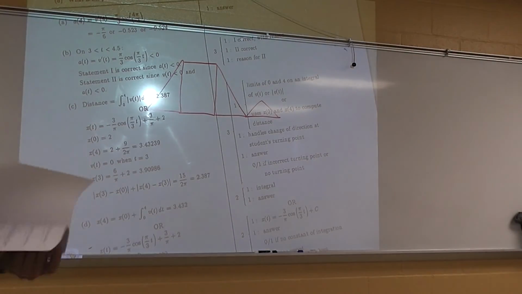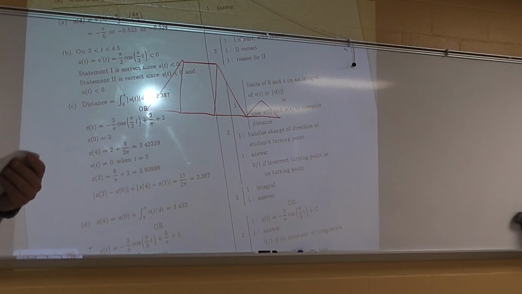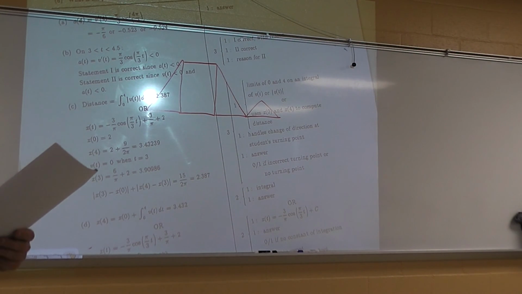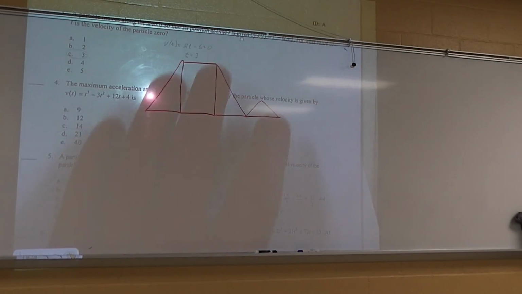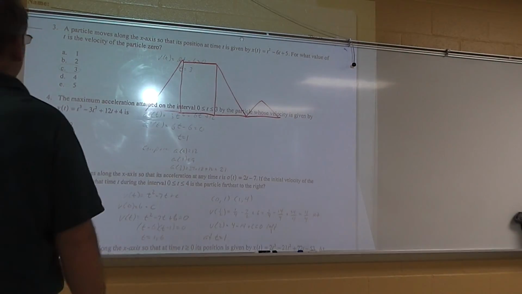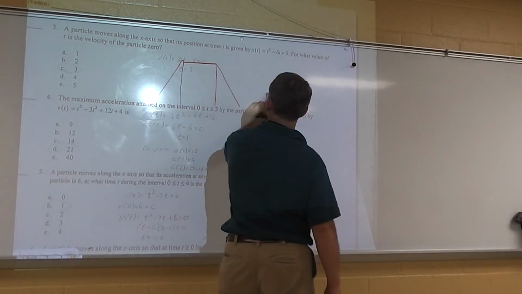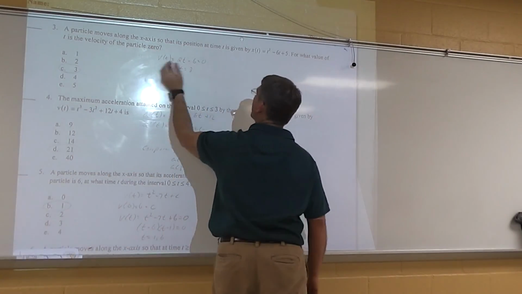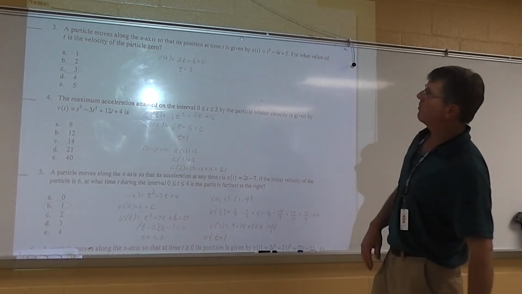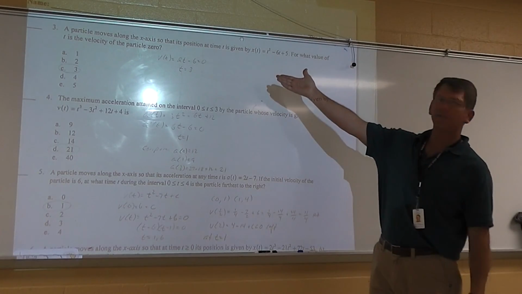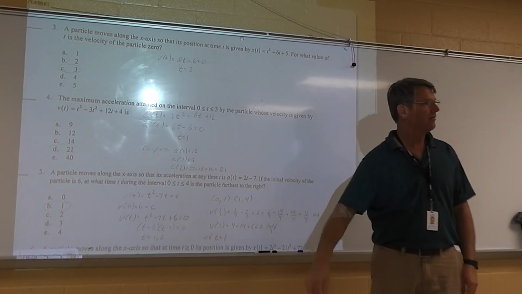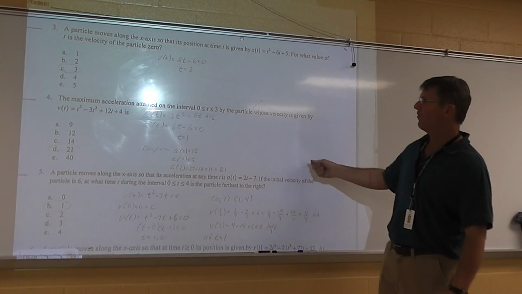Number 3 ends up, Samantha says, C is correct. I hope that one was relatively straightforward. I've got my answers up here for the next couple. For what values the particle velocity is 0, we take the derivative, set it equal to 0 and solve. That ought to be pretty straightforward. For number 4, I got D.